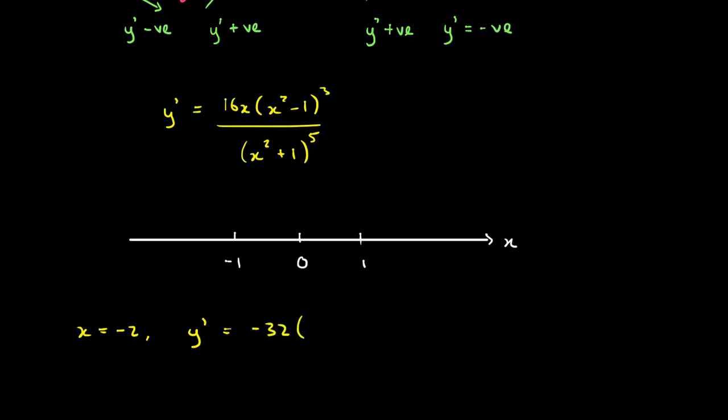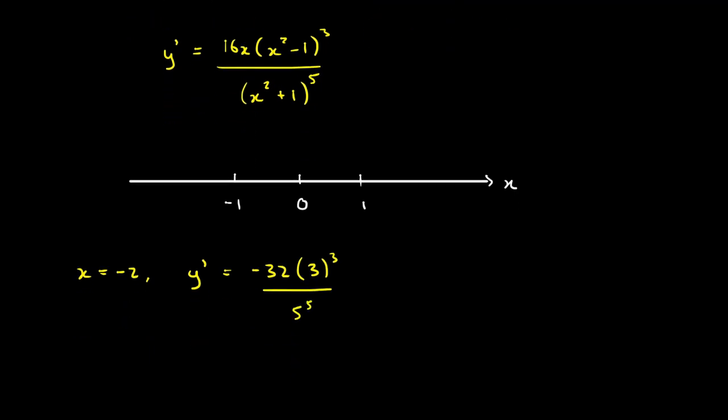If we do that, then we get y prime equal to negative 32 times 4 minus 1, which is 3 cubed, over negative 2 squared is 4, plus 1 is 5, 5 to the power of 5. Now, this is a non-calculator paper, but we don't care about computing the value of this. That's irrelevant. All we're interested in is whether it's positive or negative. Well, this is negative, isn't it? So we know that the gradient on this side is a negative gradient.